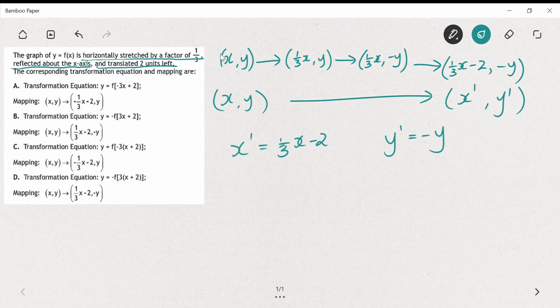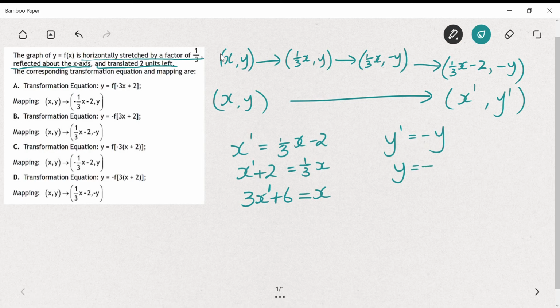Now, if we make x the subject, we get x prime plus 2 equals a third of x. So 3x prime plus 6 is what we get for x. And here, y is equal to minus y prime. So that's our substitutions basically worked out.